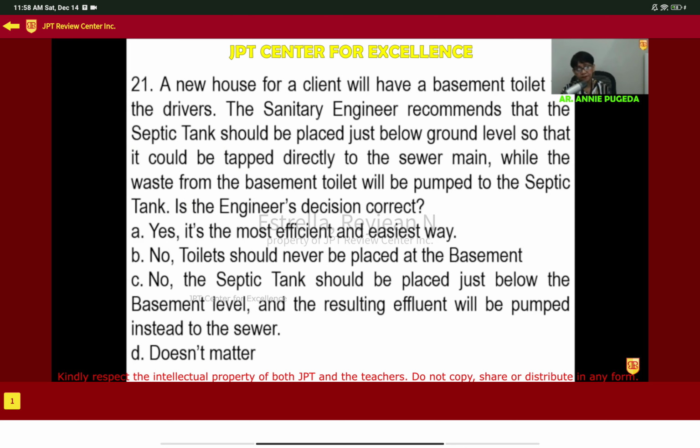So, ikukuwento ko na lang sa inyo. May kliyente, pinagharap niya kayo, architect, at saka yung sanitary engineer. Ang gusto niya kasing mangyari ay magkaroon siya ng basement. Sa basement, nandun yung driver niya may sariling toilet and bath. Pwede ba? So, mabilis pa sa last sinabi ng sanitary engineer, pwede pong mangyari yan.